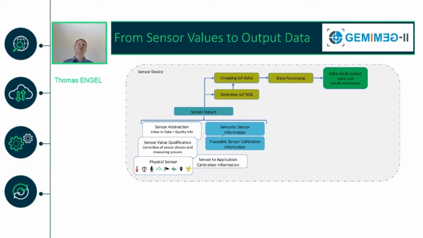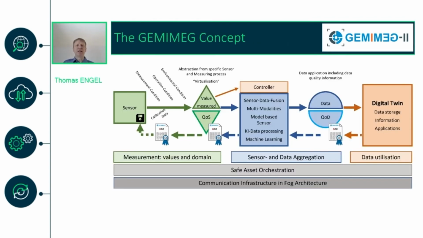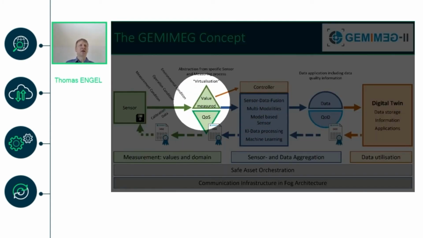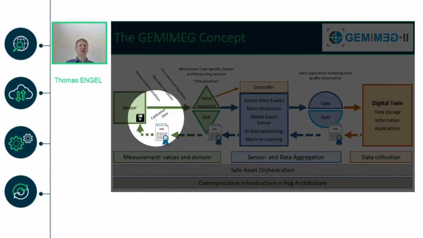And then the relevant part of the data is forwarded to the data processing, and in the end, some output is created. This is the flowchart just from looking from persons who want to install and use sensors, what their primary interest is. To bring all of this together, we just have sketched here some GEMIMEG concept, where we start on the left-hand side here, just with a measurement and values domain.